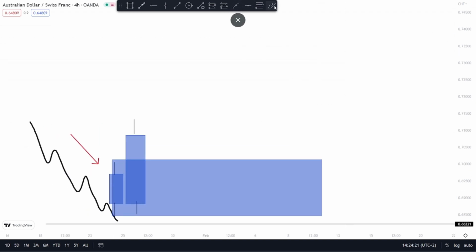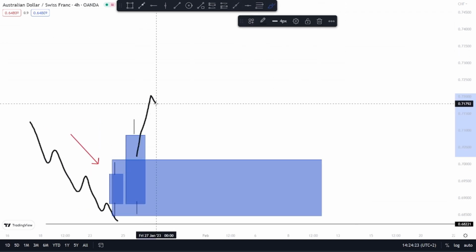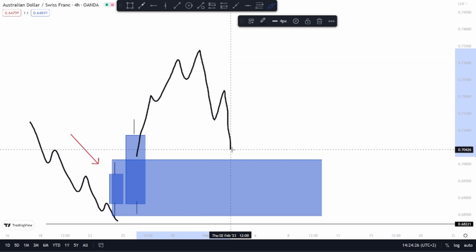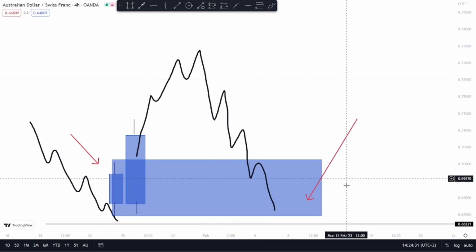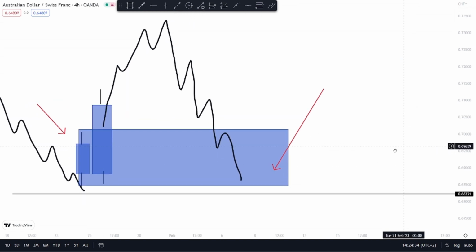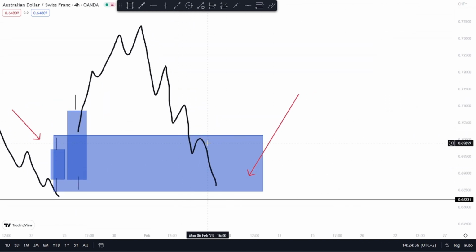So what's going to happen afterwards is that the market is going to continue pushing all the way to the upside, and it's going to come to our order block. It's going to come to the zone right here, and what we want the market to do in the zone is for the market to change in character.